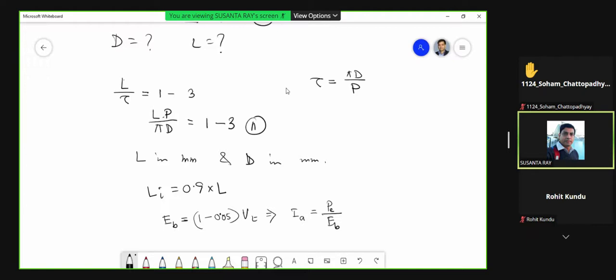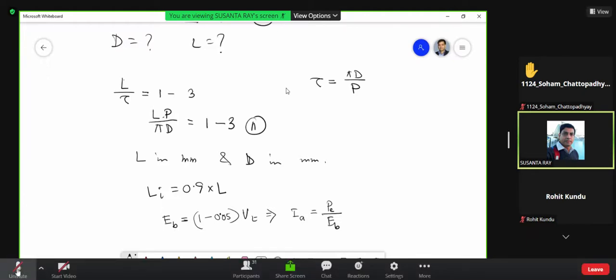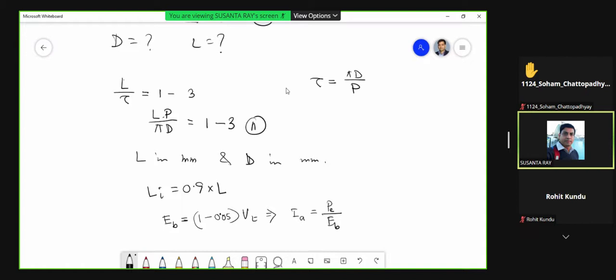Do you have that book by A.K. Sawhney? Yes, sir. Okay, you just open the book and see what are the limitations for assuming the number of armature slots.